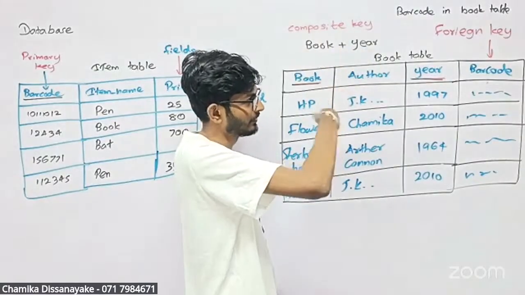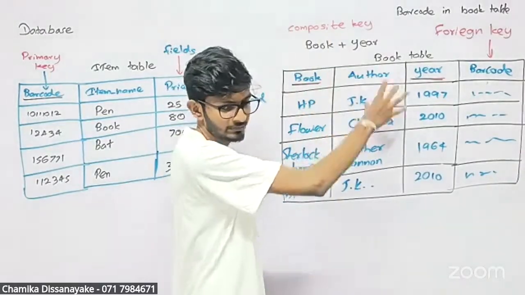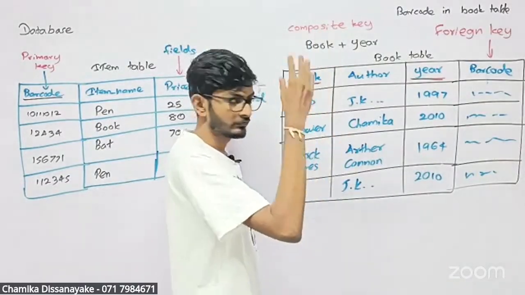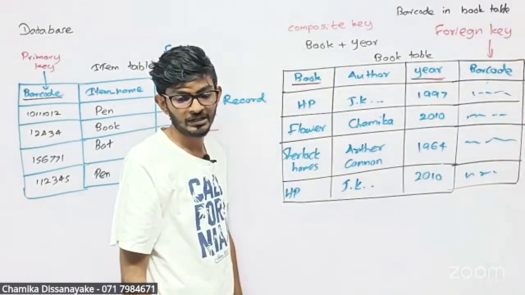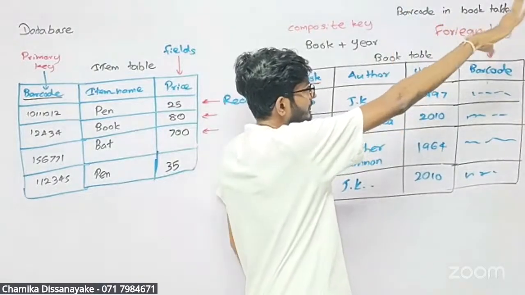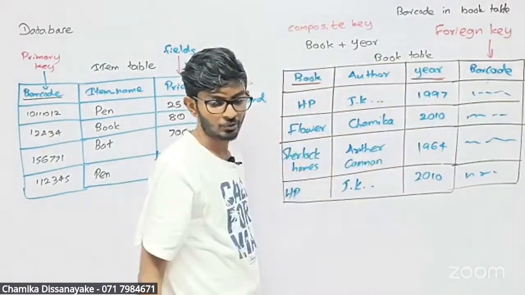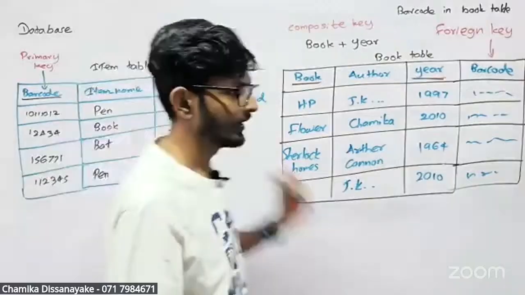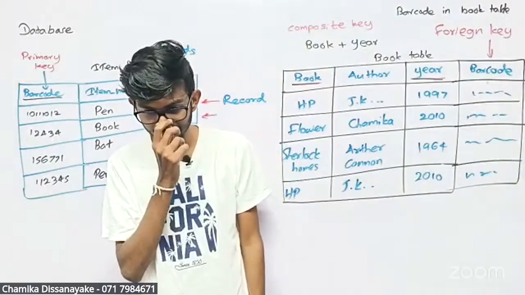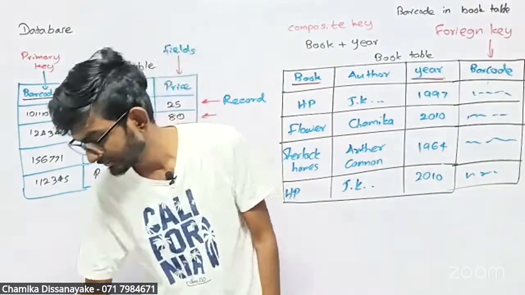Or else they will ask about the composite key, or what is the composite key of this book table, or what is the primary key of the book table. So you will have to write book plus year. Then what are the foreign keys? If we have a question like what are the foreign keys, then you have to write barcode in the book table. The barcode field in the book table, not the barcode field in the item table. In the item table, the barcode field is the primary key. Got that one? Yes, good.